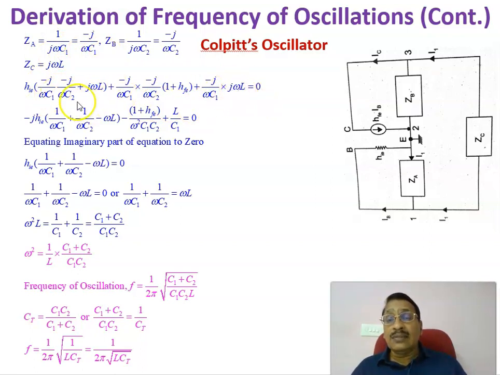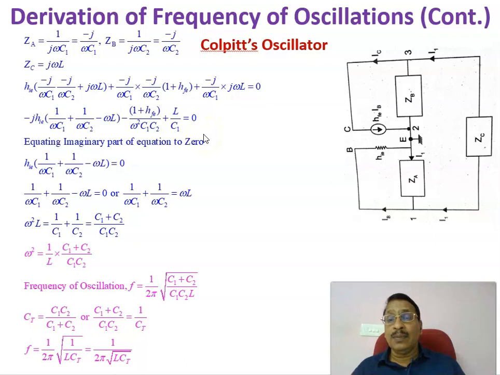As per this equation we are expanding it, and then you will get minus jHIE into (1 by omega C1 plus 1 by omega C2 minus omega L), where jHIE is taken outside, minus (1 plus HFE) divided by omega square C1 C2, plus, cancelling this, L by C1, which equals 0.